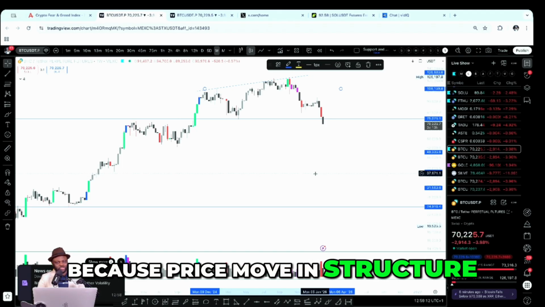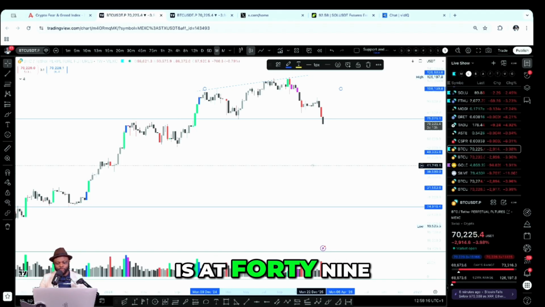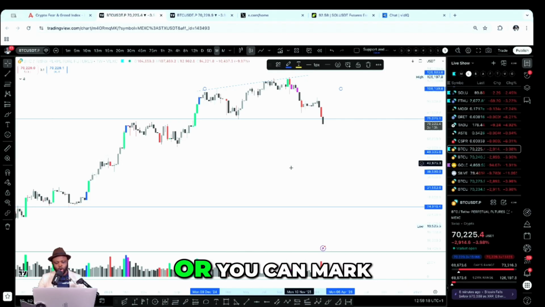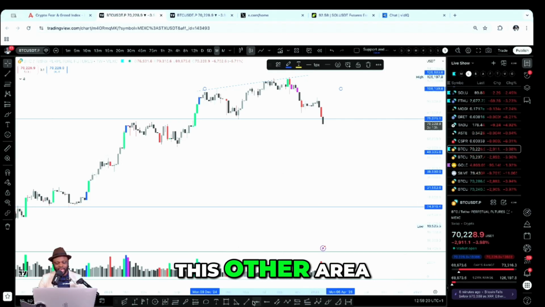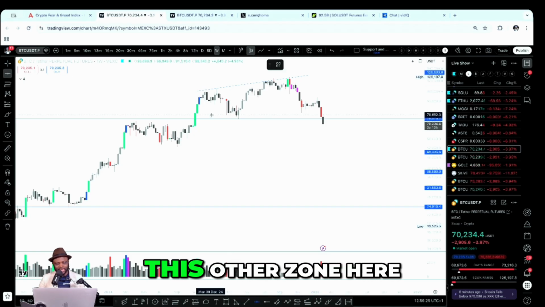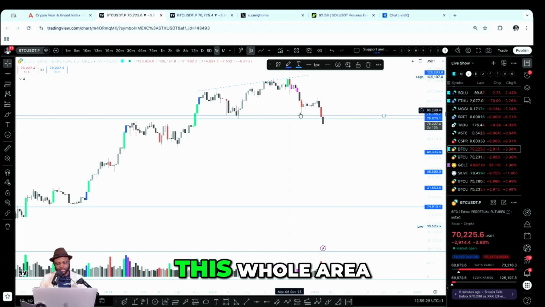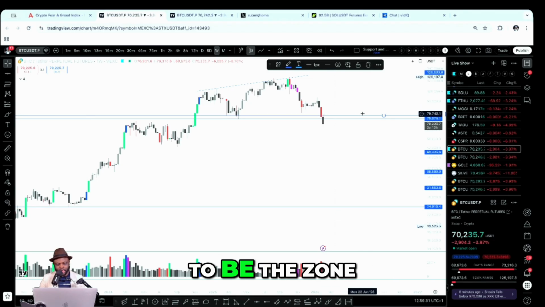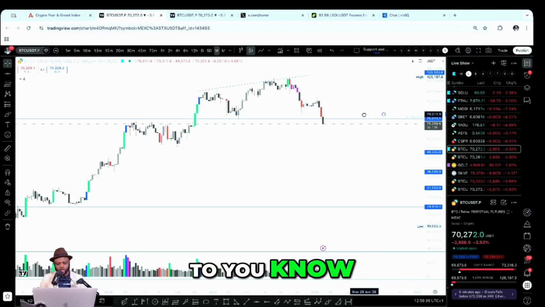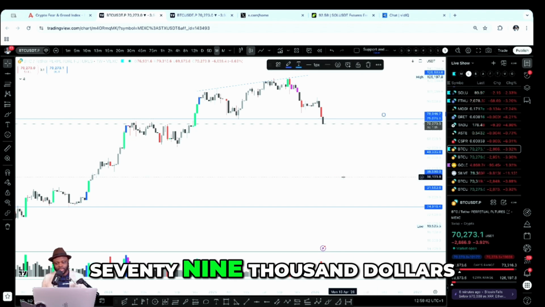Because price moves in structure, you can see that the next support zone is at $49,000. Or you can mark this other area here. Based on market structure, we can still add this other zone here, this zone. And right now we have a range, this whole area, to be the zone that we might expect price at one point to retrace from. So we have 78, let me just say $79,000.